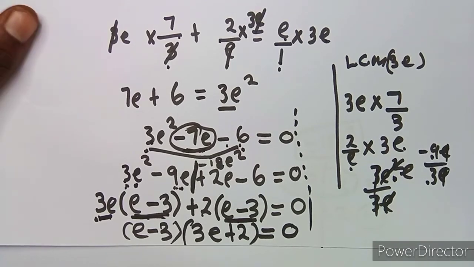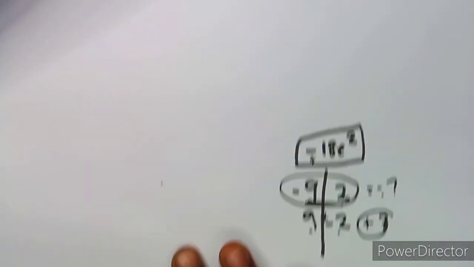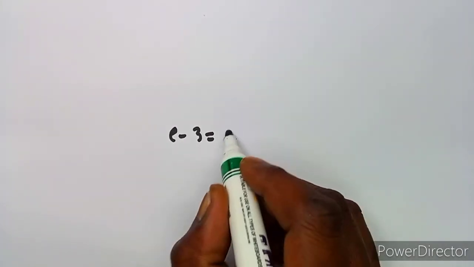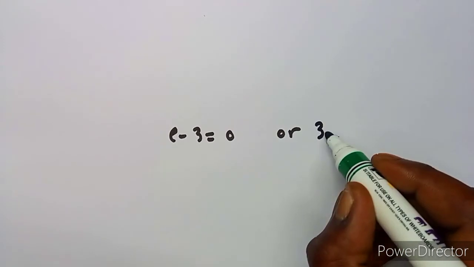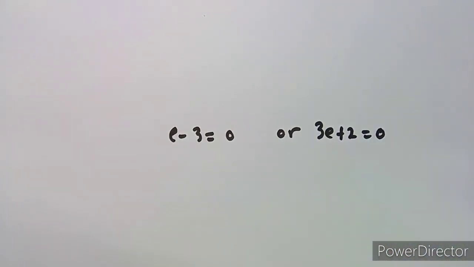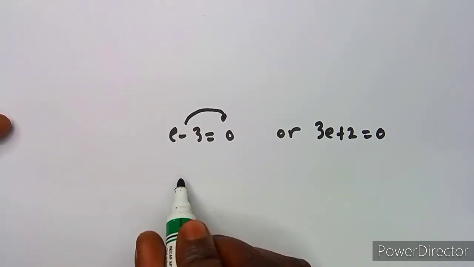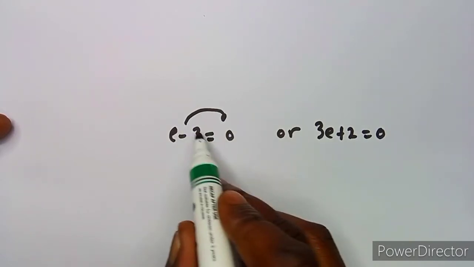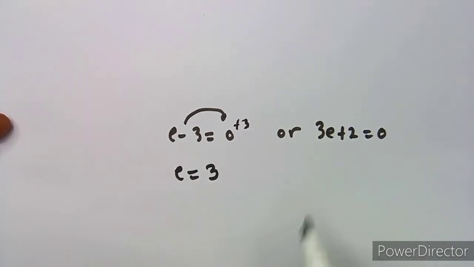So definitely we are now going to apply the zero concept. Remember the zero concept: when two terms are multiplying each other and equated to 0, one of them is going to give us a 0. So it's either e minus 3 is equal to 0, or the other bracket, 3e plus 2, is equal to 0. So definitely I can solve for e. What is going to be the value of e? Minus 3 to this side is going to be positive, because we are transposing, minus 3 crosses the equal sign, so it's going to be plus 3. So e is going to be 0 plus 3, which is 3.